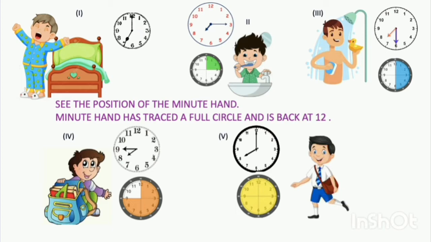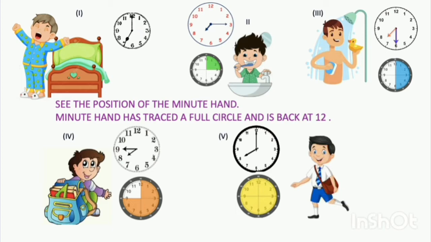As you know, if it is on 9, then you multiply the numeral with 5. So 9 into 5, that is 45. So the time is 7:45.